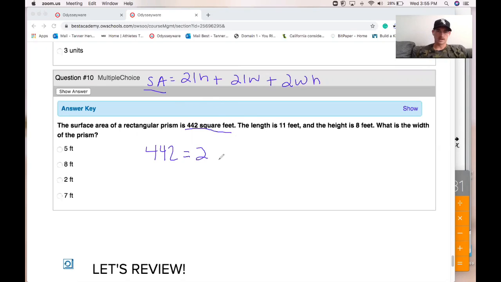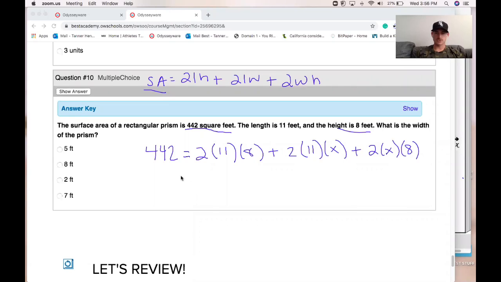length. It gives us the length, which is 11. And our height is 8, so we're good there. Plus 2 times our length, which it gives us 11, and our width, we're just going to put x because we don't know our width. Plus 2, we don't know our width, so we're going to put an x, and our height. And our height is 8.